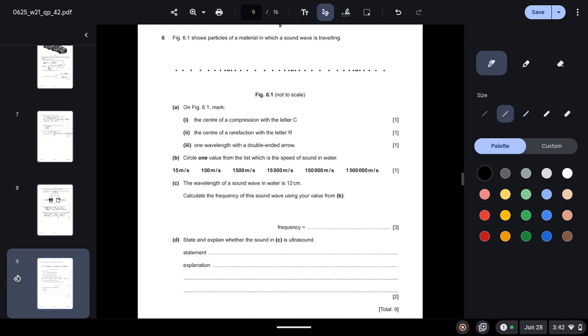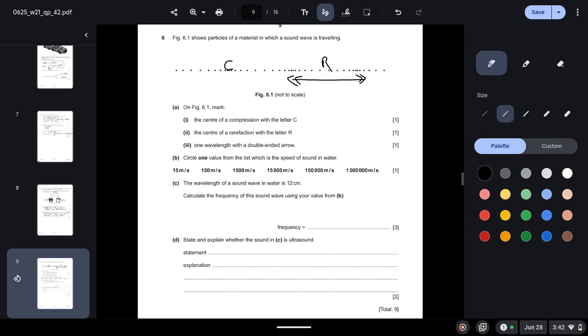Question 6. Figure 6.1 shows particles of a material in which a sound wave is traveling. On figure 6.1, mark a center of a compression with the letter C. So you know a compression is where all the particles are very close together. So this is a compression. And a rarefaction is when all the particles are further apart. This is a rarefaction. And wavelength is the distance between two compressions or two rarefactions. So this is your wavelength.